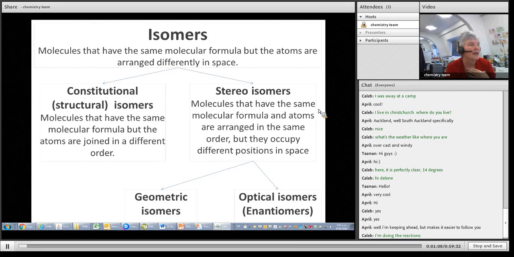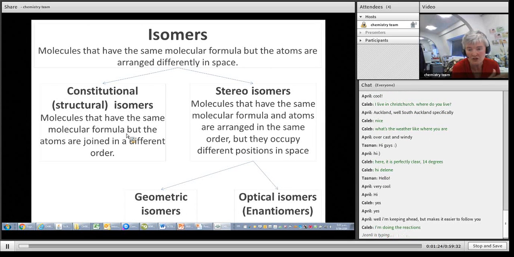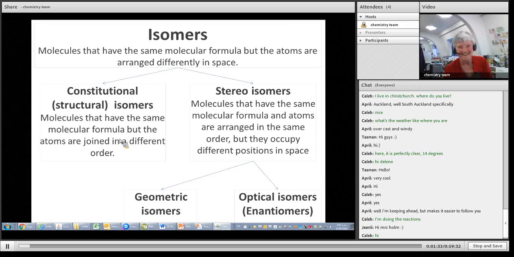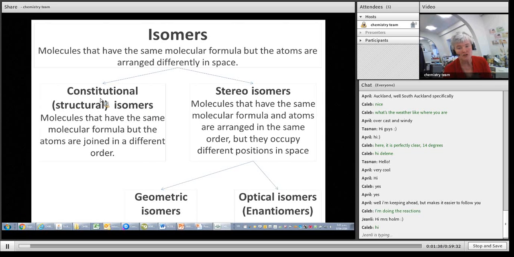Good. Now, isomers. We looked last week at the constitutional isomers. So it's the same molecular formula, but the atoms are connected differently. So it may have been a C double bond C with an OH, or it may be a C double bond O, or something like that. So they're connected differently. Right. Hi, Johnny. Okay. And you would need to know constitutional isomers for the internal on stereochemistry.